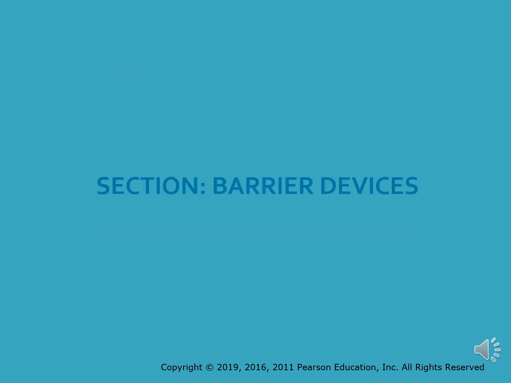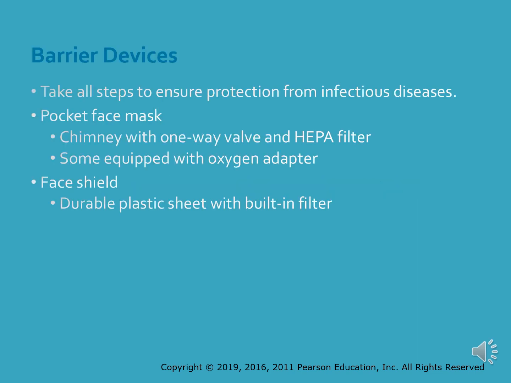In this section, we'll discuss barrier devices. All emergency medical responders should use a barrier device such as a pocket mask or face shields when providing rescue breaths. When you perform rescue breathing, you can come into direct contact with the patient's body fluids, such as respiratory secretions, saliva droplets, blood, or vomit. You want to take all steps necessary to ensure protection from infectious disease. You always want to protect yourself. One example of a barrier device is the pocket face mask.